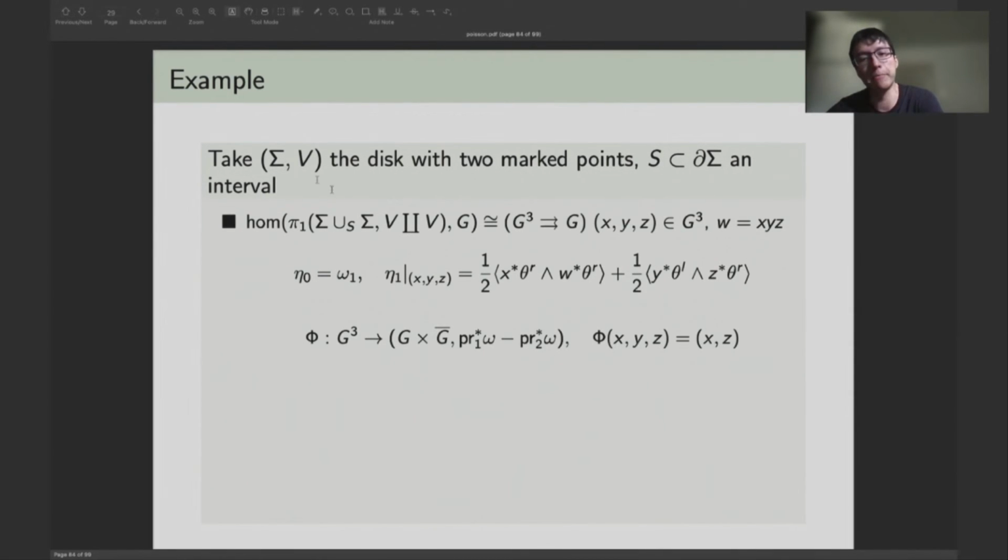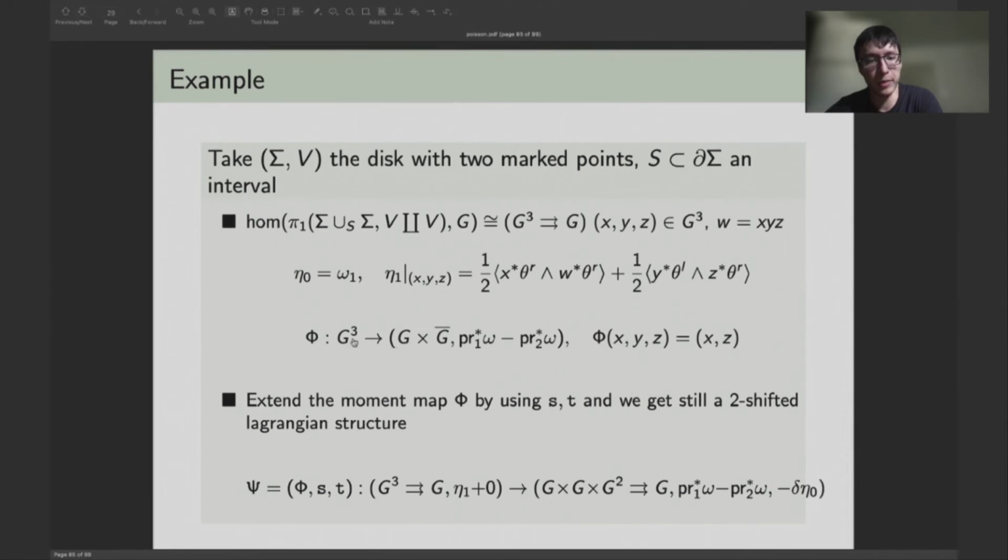So it turns out that in some cases we can modify this two-shifted Lagrangian structure a little bit. In this case, our moment map has a Lie group as a target, but we can extend it by using the source and target maps of the groupoid itself. And we can produce a new two-shifted Lagrangian groupoid, which is slightly different, in which now the target is the group G cross G cross the pair groupoid on the base. And we just have to take care of the three-form in a certain way. This morphism with this structure is still two-shifted Lagrangian, basically because we are multiplying G cross G with a pair groupoid, which is trivial from the Morita perspective.